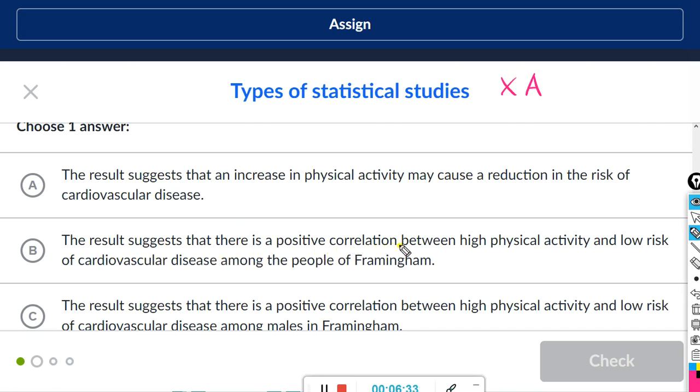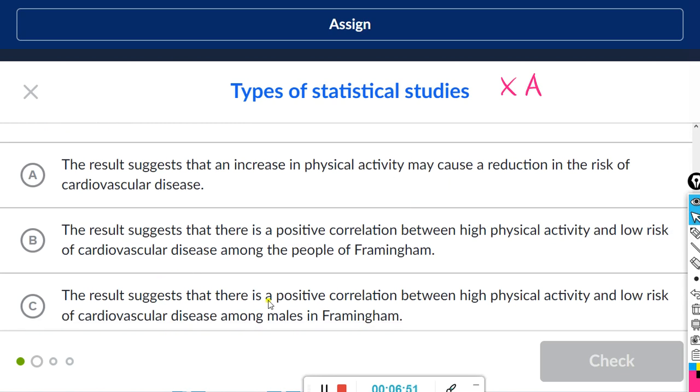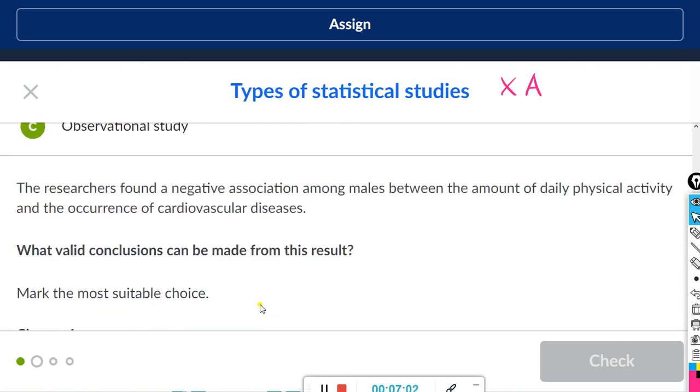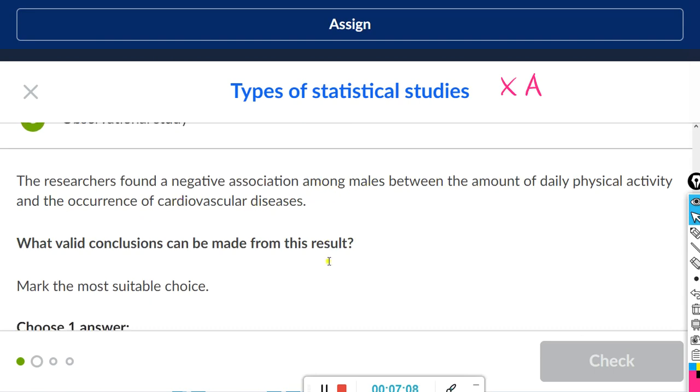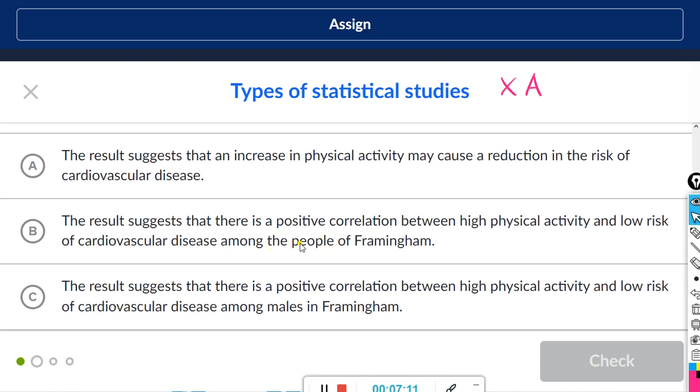B suggests there is a positive correlation between high physical activity and low risk of cardio disease. Maybe, because here they just say a correlation. They didn't say cause. So it's maybe B. I'll leave B alone. C, the results suggest there's a positive correlation between high physical activity and low risk of cardio disease among males in Framingham. That's better, because this one says among males, while the other says among the people, so that's much better.